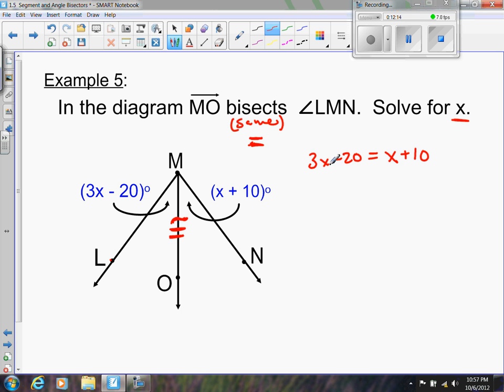But as of right now, I have variables on both sides of the equation, so I want to get them to one side of the equation. So I subtract x. I'm left with 2x minus 20 equals 10. Now I want to get x by itself, so I have to undo the order of operations. I'm going to add 20, and I have 2x equals 30. Divide by 2, x equals 15.